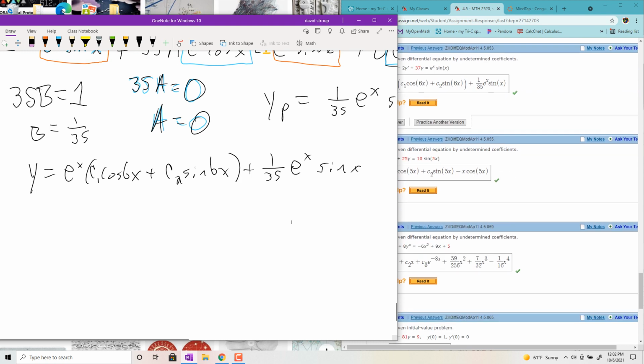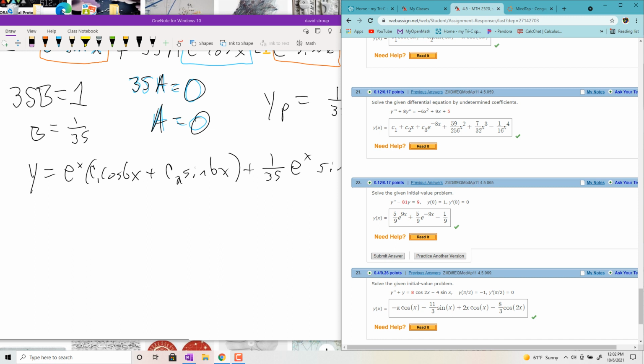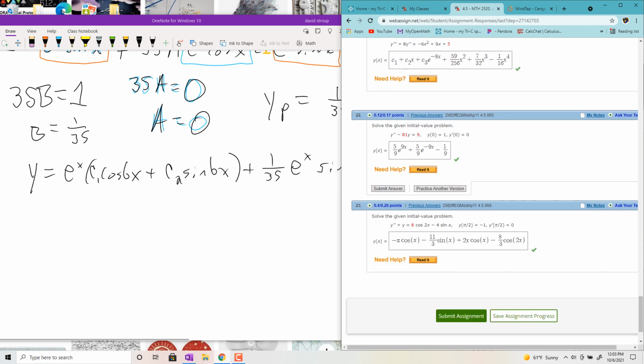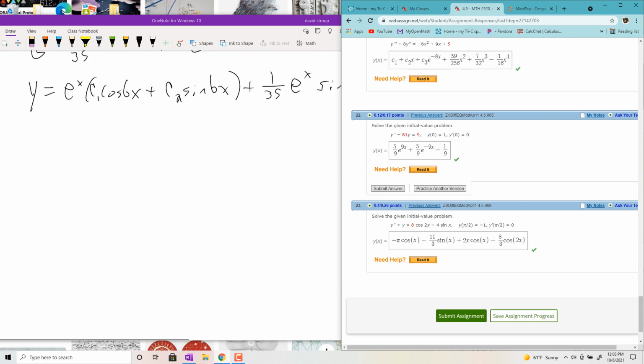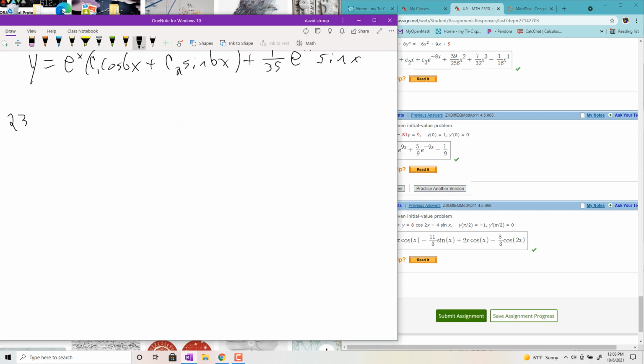Okay, so I'm not lying to you. These can be quite annoying. There's some initial value problems once you get towards the end there. Let me try number 23, because that looks kind of annoying, and then I'll call it quits.